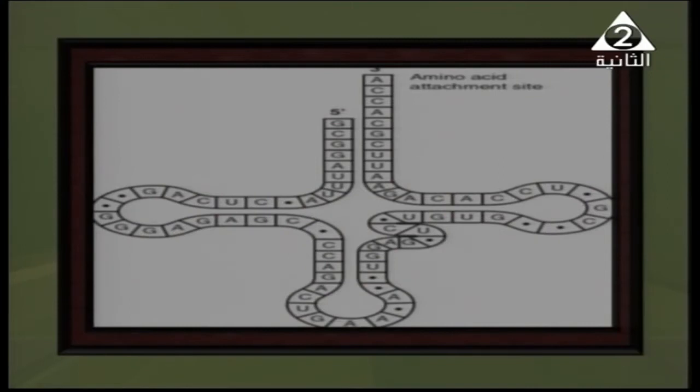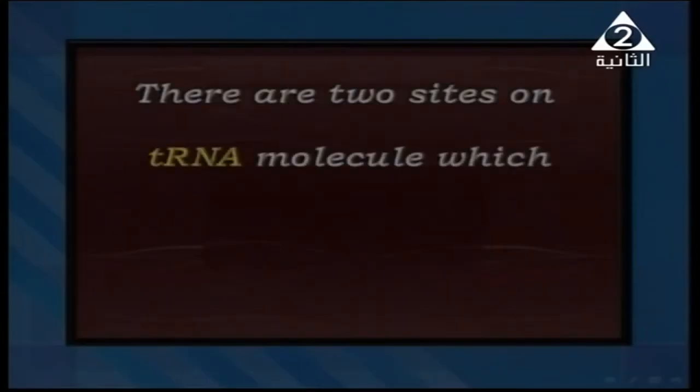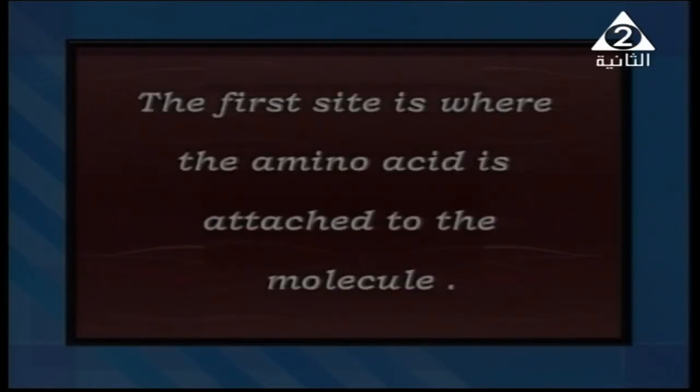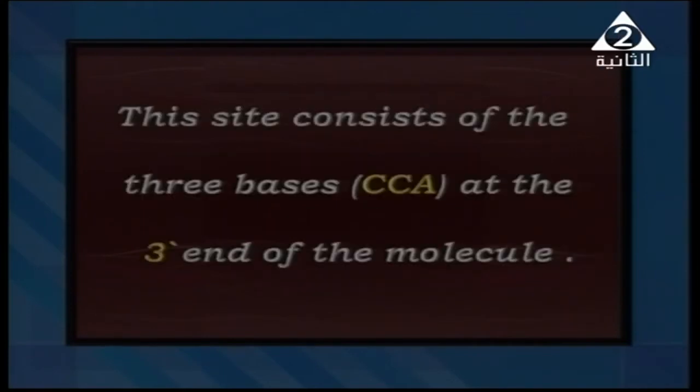This figure illustrates the structure of transfer RNA that has two sites. Number one is called the amino acid attachment site, and number two is called the anticodon site. So again, there are two sites of the tRNA molecule which are important in protein synthesis. The first site is where the amino acid is attached to the molecule. This site consists of the three bases CCA at the three prime end of the molecule.